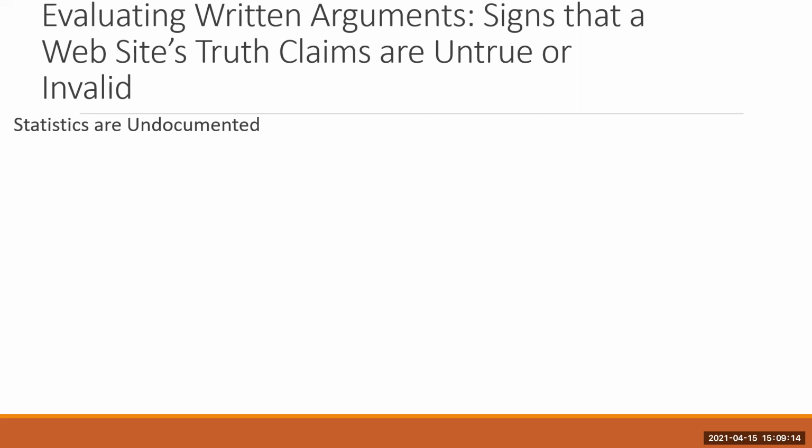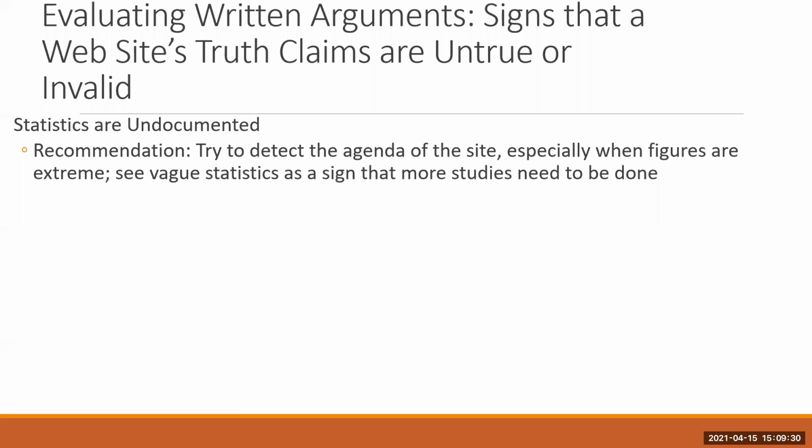So it could be, for example, that the statistics that are presented are undocumented, right? And so that means that there's no source information provided for the statistics. All right, so numbers are just being thrown around without any attempt, without giving us any way to double check.